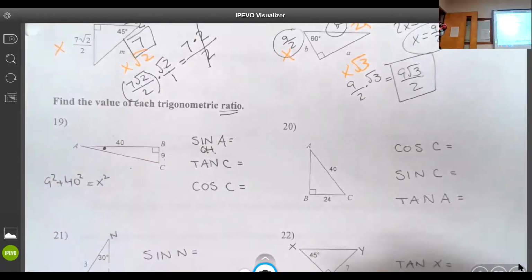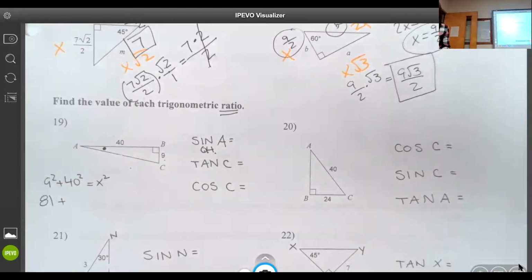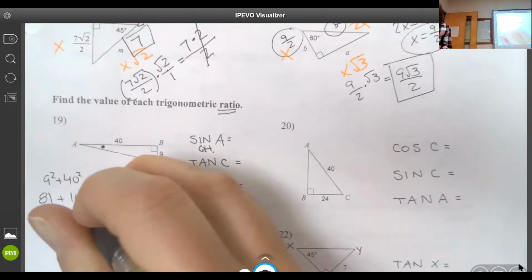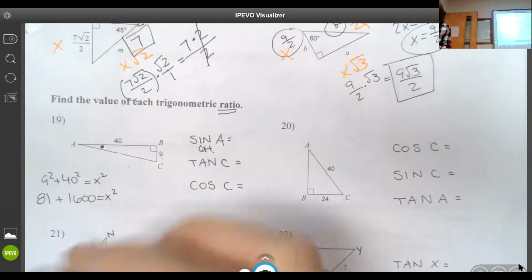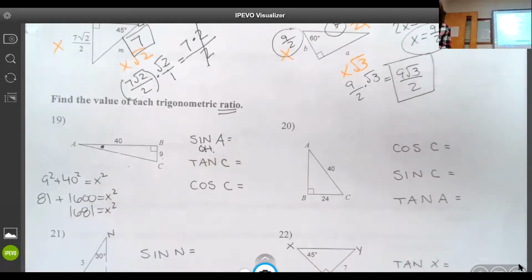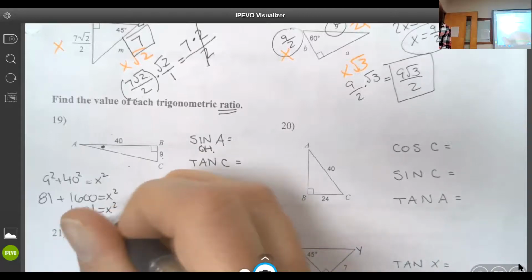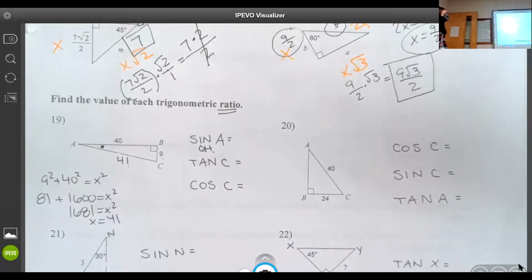And we're missing our hypotenuse. This is going to be 1600, right? This is actually a triple. So I get 1681 equals x squared. That could have been an intimidating number, but the square root of 1681 is 41. That was a triple from our notes. 9, 40, 41. So first I had to find that side.